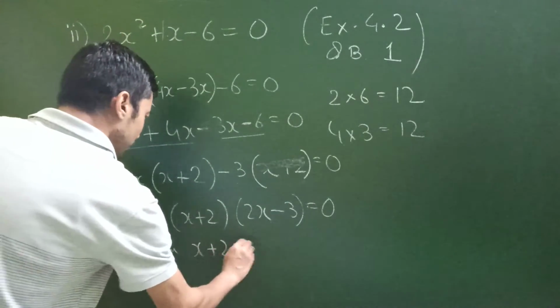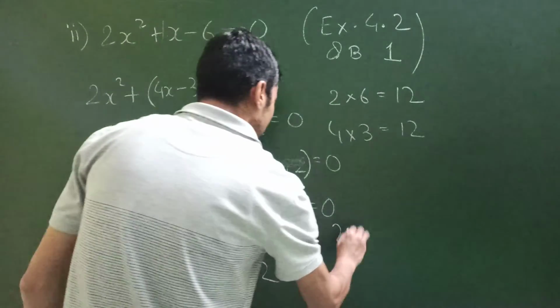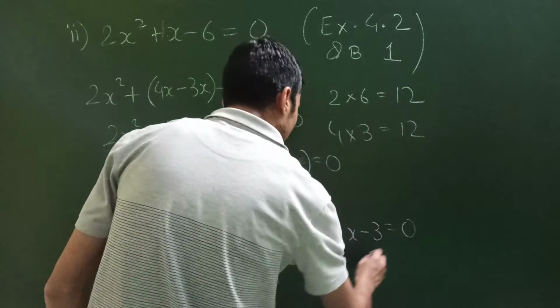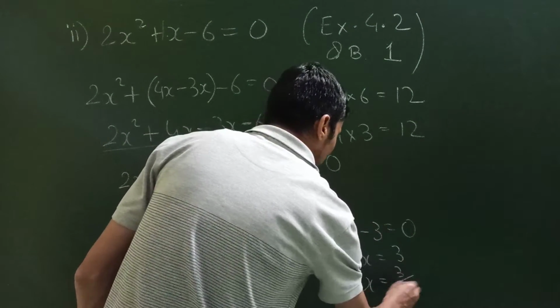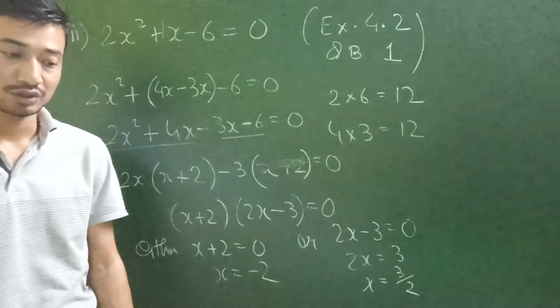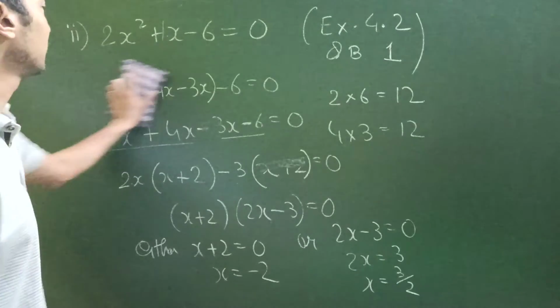So again, either x plus 2 equal to 0, that means x is equal to minus 2, or 2x minus 3 equal to 0, that is 2x is equal to 3, x will be equal to how much? 3 by 2. Alright, so simple, isn't it? Not very difficult at all.